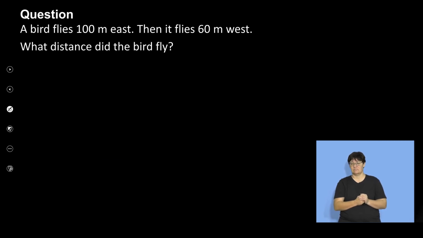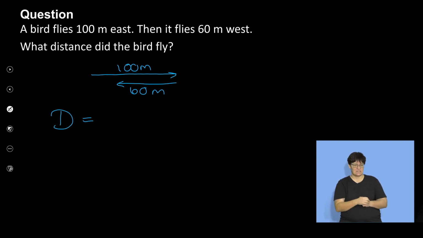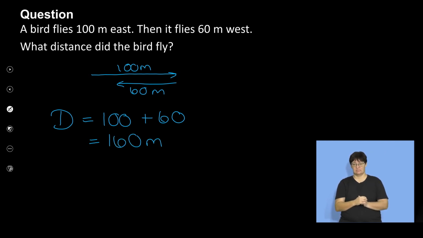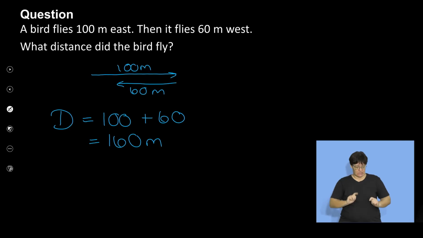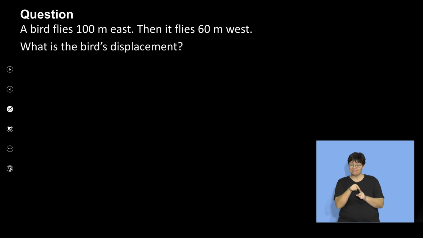So now they say, what distance did the bird fly? I'm just going to put the diagram again to make it easier for us. So there we've got the 100. There we've got the 60. It's not to scale. Distance simply means that I add everything together. So I'm going to go 100 plus 60, 160 meters. Because that's what the bird actually did. It went 100, then it went 60. That's its distance, okay? And it's tired. It went 160 meters.